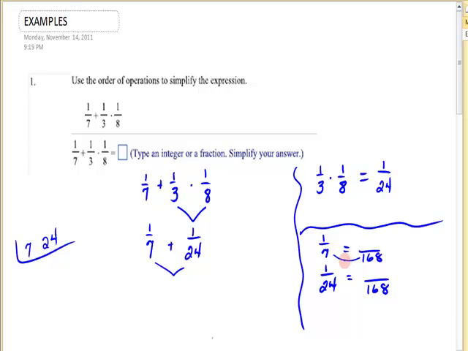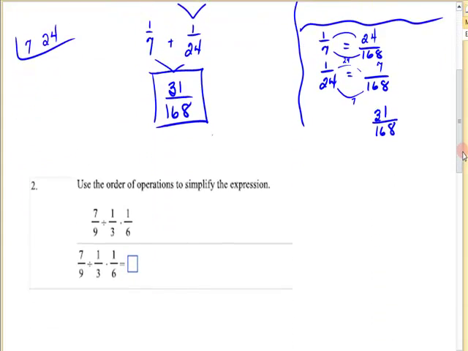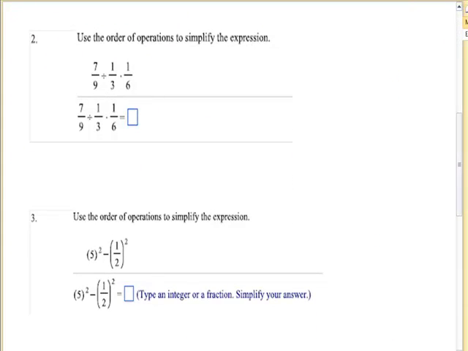7 goes into 168 24 times, and 24 times 1 is 24. 24 goes into 168 7 times. 7 times 1 is 7. This is addition. Add them up for 31 over 168. 31 over 168, and that cannot be reduced. So I had to remember about multiplication and then addition. All right, let's look at number 2.